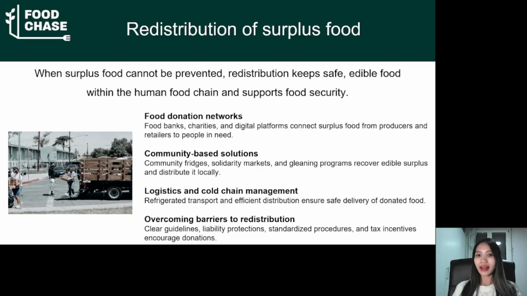Community-based solutions like community fridge, solidarity market, and gleaning program can recover edible surplus and distribute it locally. Logistic and cold chain management, refrigerated transport, and efficient distribution ensure safe delivery of donated food. And finally, the barrier of redistribution can be overcome with clear guideline, liability protection, standardized procedure, and tax incentive.